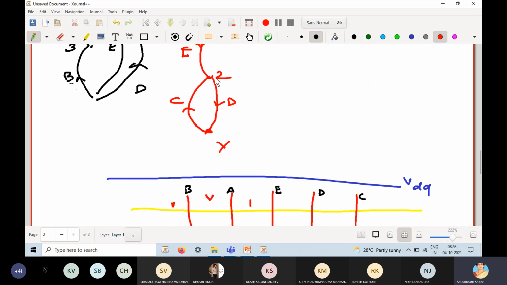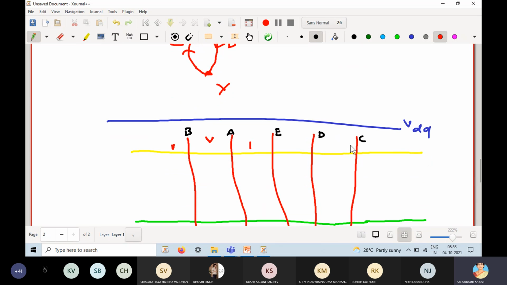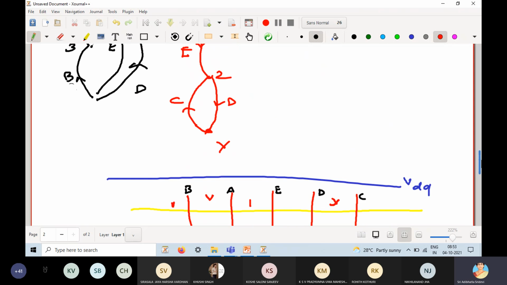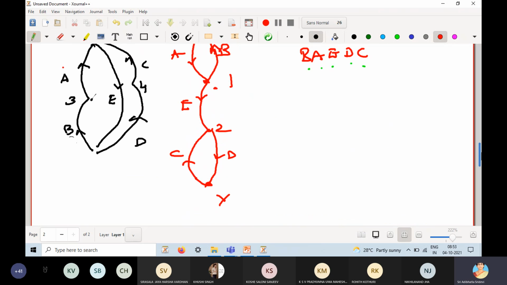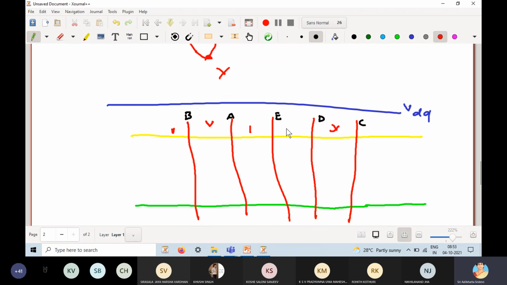Then where is 2? 2 is at the combination of E, C, D. Y is only at CD, so this is the CD combination, and I can place Y here. And what is 2? ECD. So at E and D I can place 2, and at C also I can place 2.